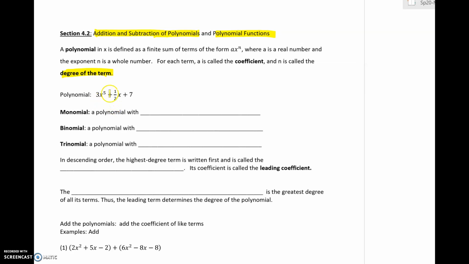Consider the polynomial 3x to the power 5 plus 1 half x plus 7. A monomial is a polynomial with only one term. Binomial, a polynomial with two terms. Trinomial, a polynomial with three terms. In descending order, the highest degree term is written first and is called the leading term.